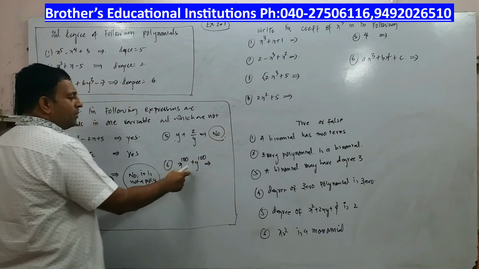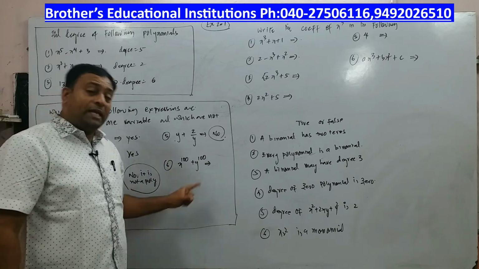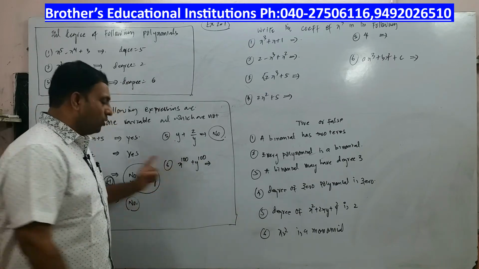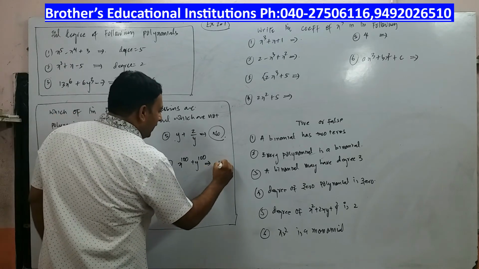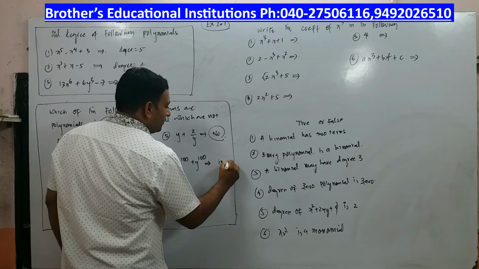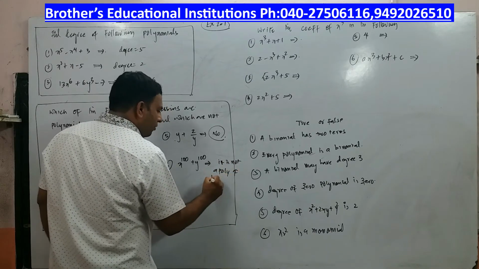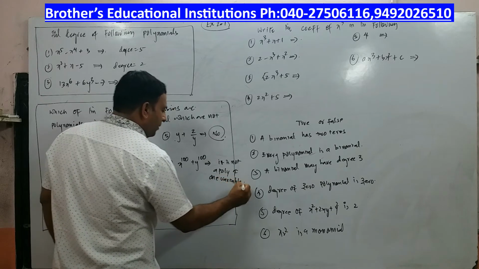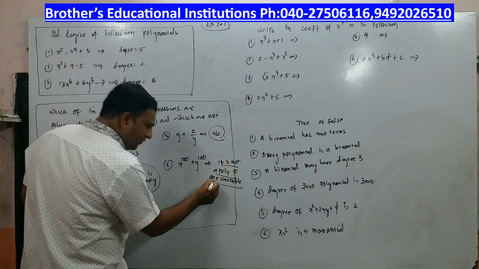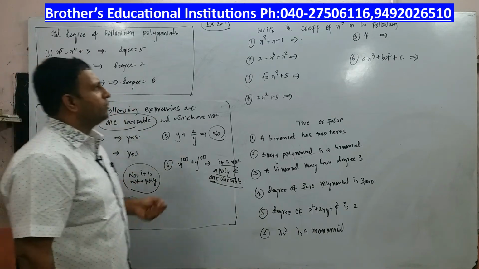Now, x power 100 plus y power 100. Is it a polynomial? Yes sir, it is a polynomial. But is it a polynomial in one variable? No. So our answer is, what is the question asked? In one variable. So it is not a polynomial of one variable, right? So I must specify. Whereas that is a polynomial of two variables. So I am sure you understood the explanation for this.